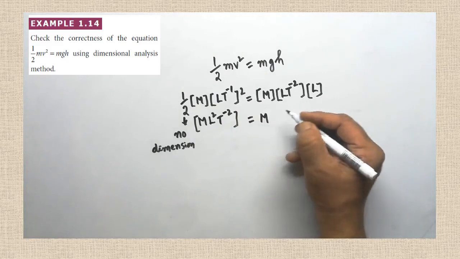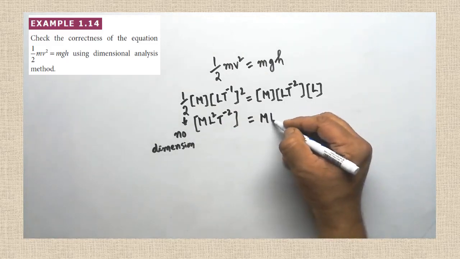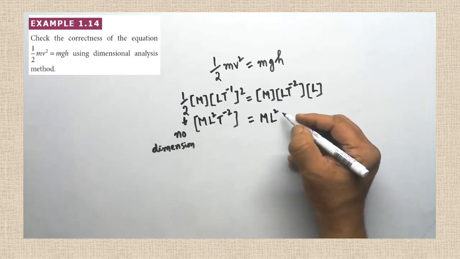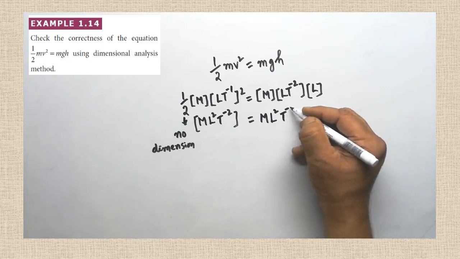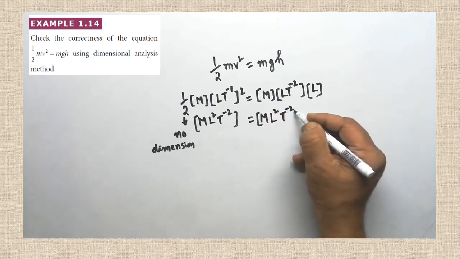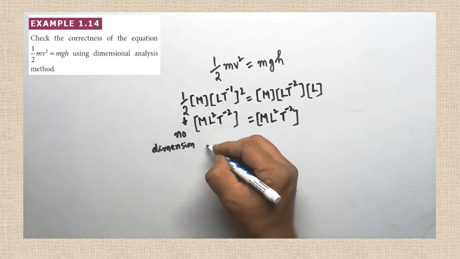M can be written, here one L is there, here one L is there. These two can be multiplied and it can be written as L squared. And what is the remaining factor? T to the power of minus 2. So this is the dimension of the RHS. So you have to write like this.